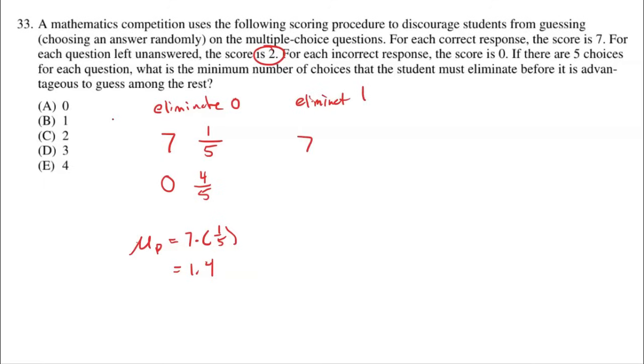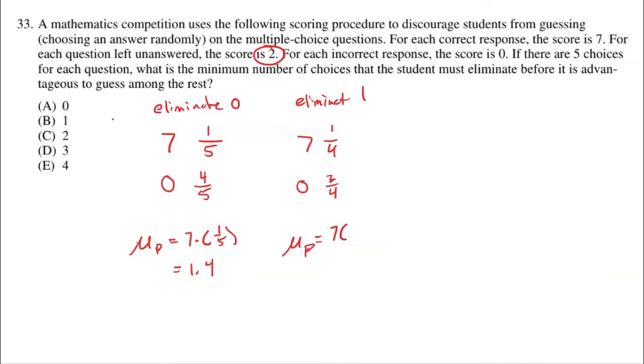All right, now if they eliminate one choice because they know it's wrong, now they have a 1/4 chance of getting that 7 points. Now that gives them a 3/4 chance of getting 0 points. Again, they eliminated one, but they're still going to guess between the remaining 4. Now again, what's the expected number of points in this scenario?